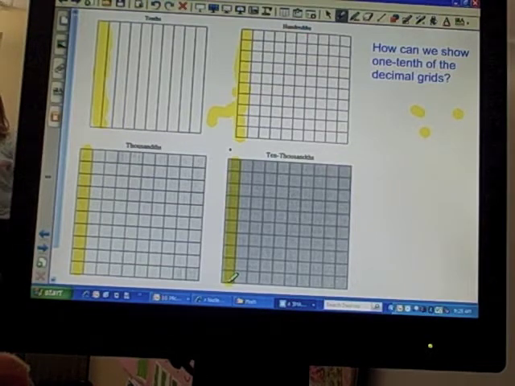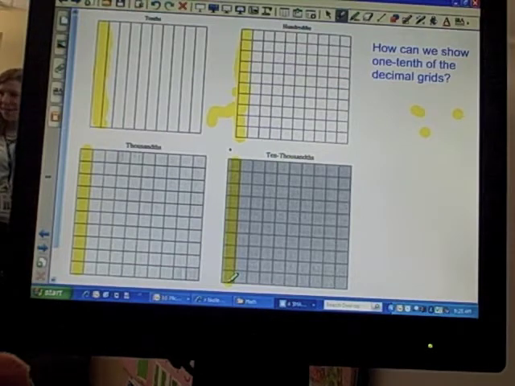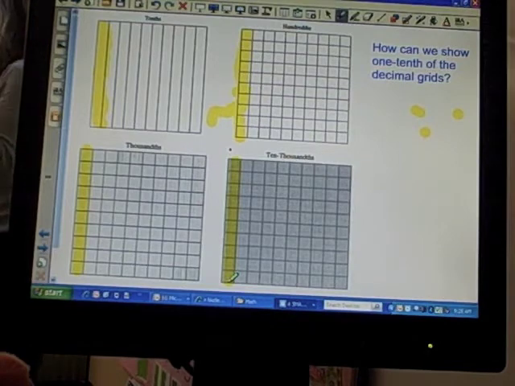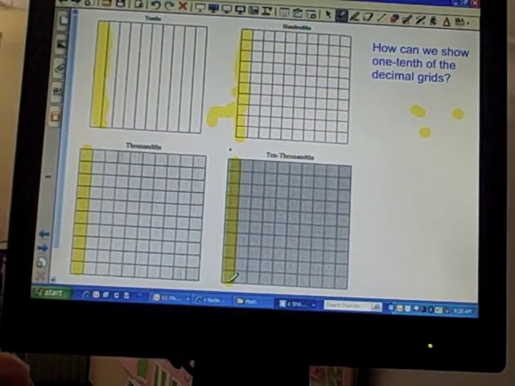Do you guys know? So think about it, if this is 1/10, you guys all were in agreement there, and that's 1/10 right there. Could you call it something different? Talk to your buddies. 100.